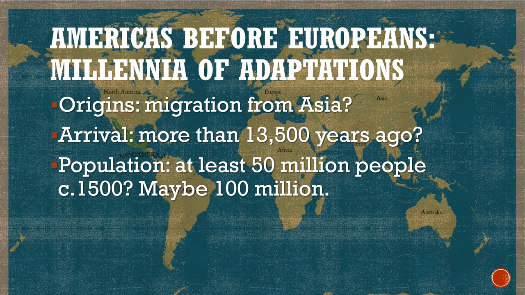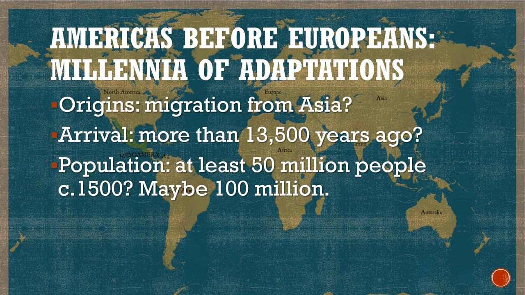So the other question is how many Indigenous peoples were living in the Americas prior to first contact, and we think that there were at least 50 million people spread out between the two continents, but again, that could be an underestimate. It could be as high as 100 million, some scientists think. Obviously, it's very difficult to reconstruct past population sizes. There was no census taken at the time.